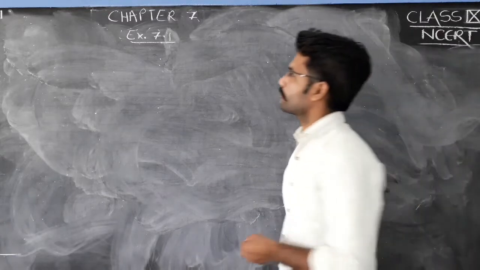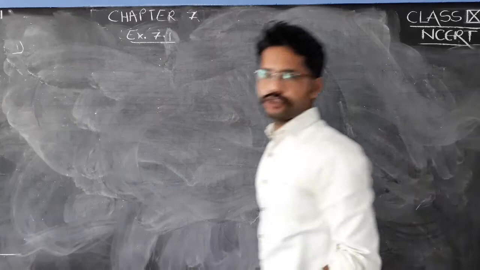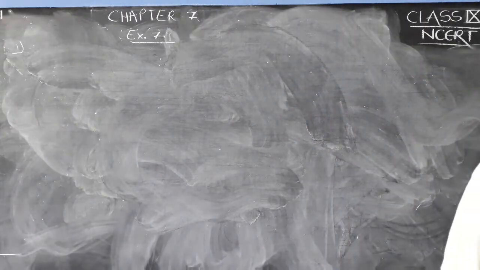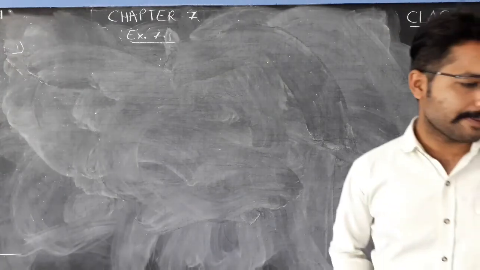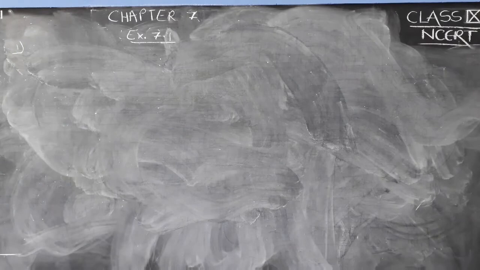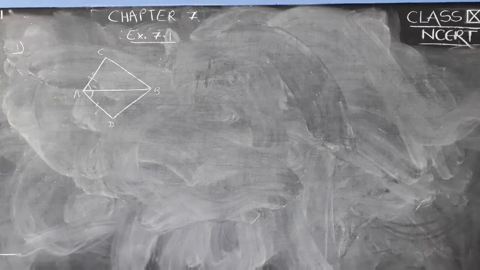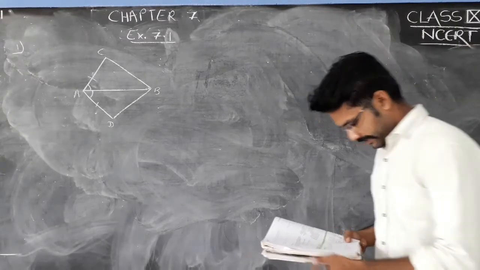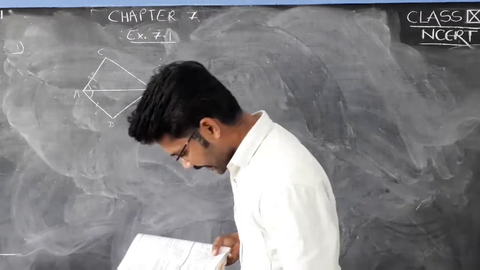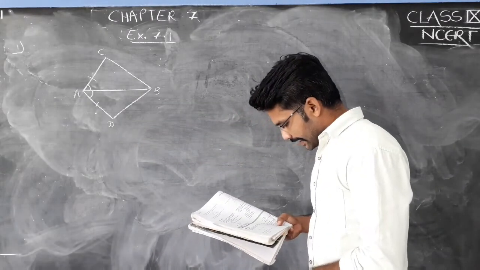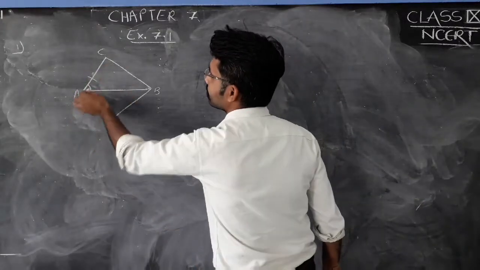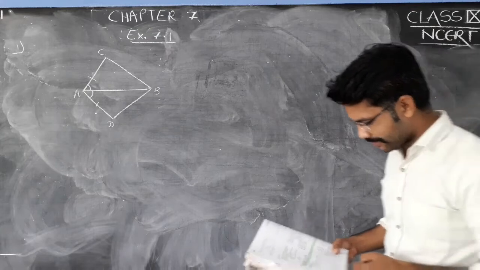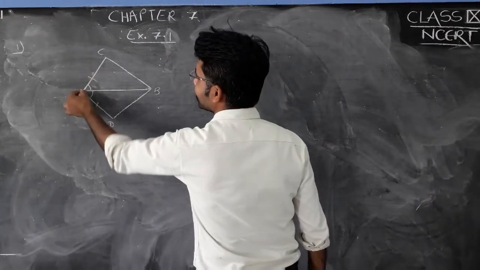So the very first question of 7.1 is, please use your textbook. The question is, in the quadrilateral ABCD, AC equals AD and AB bisects angle A. They have given a quadrilateral ACBD. In this, we have AC equals AD. AC and AD, the two sides are equal.